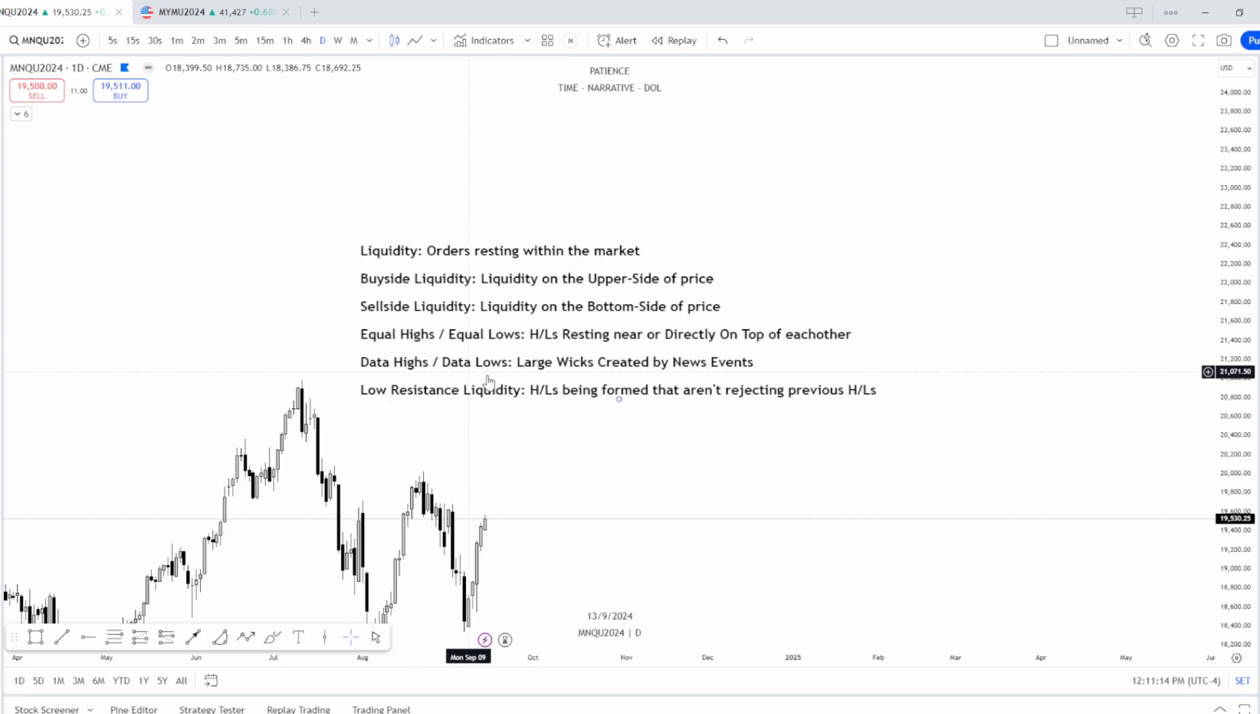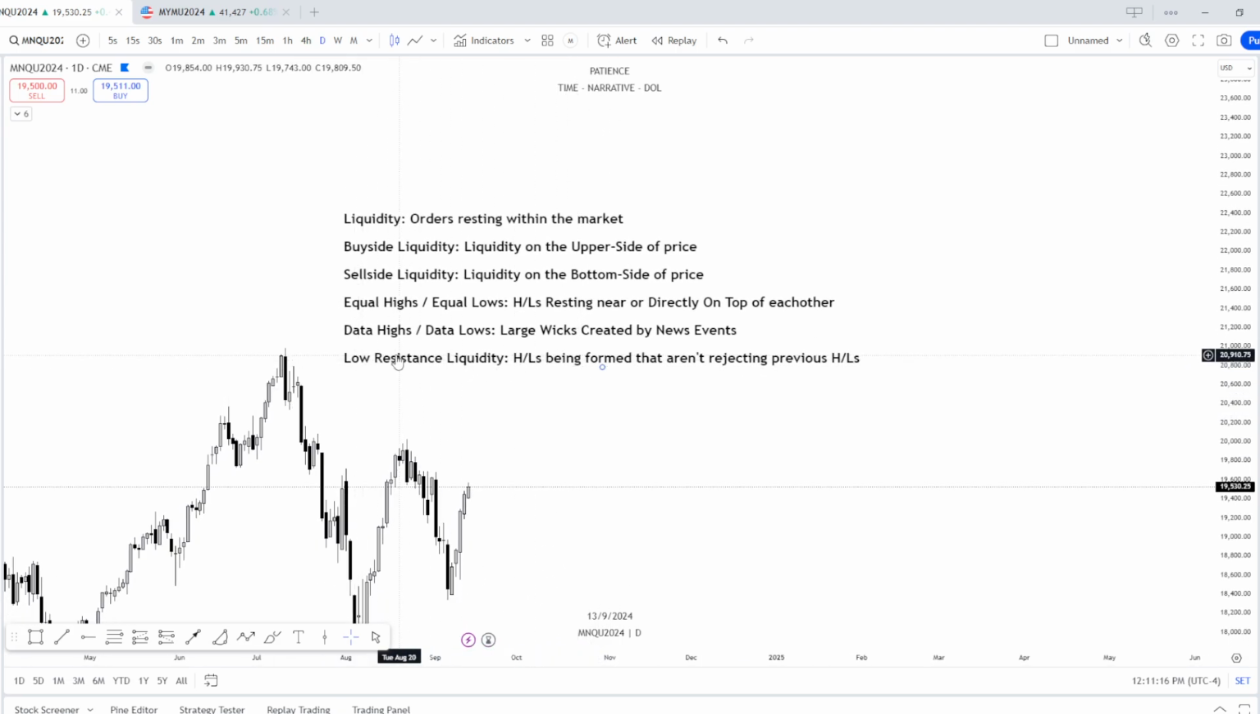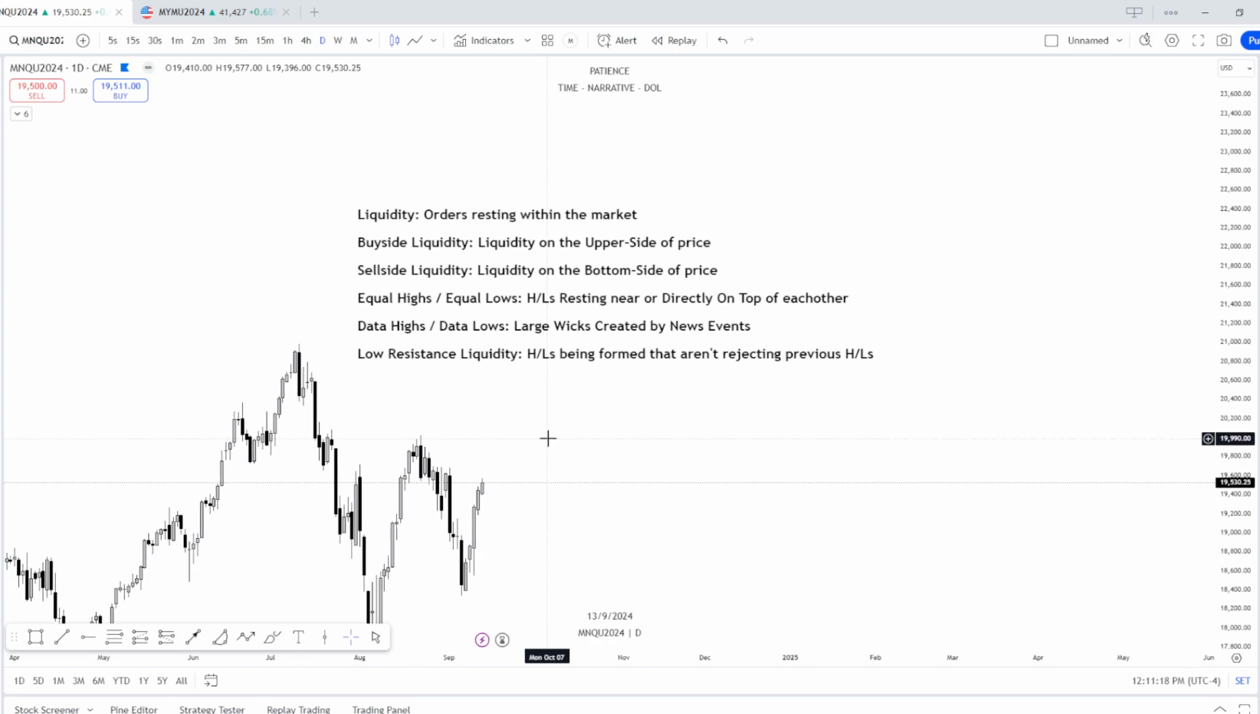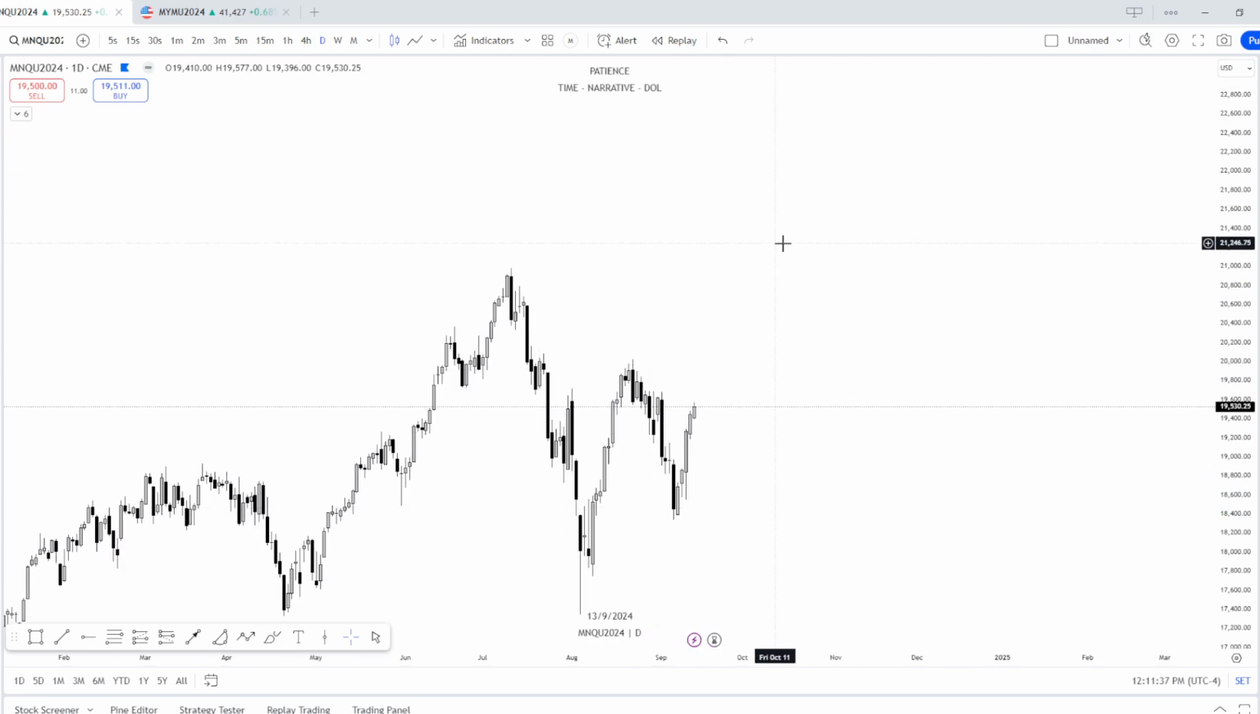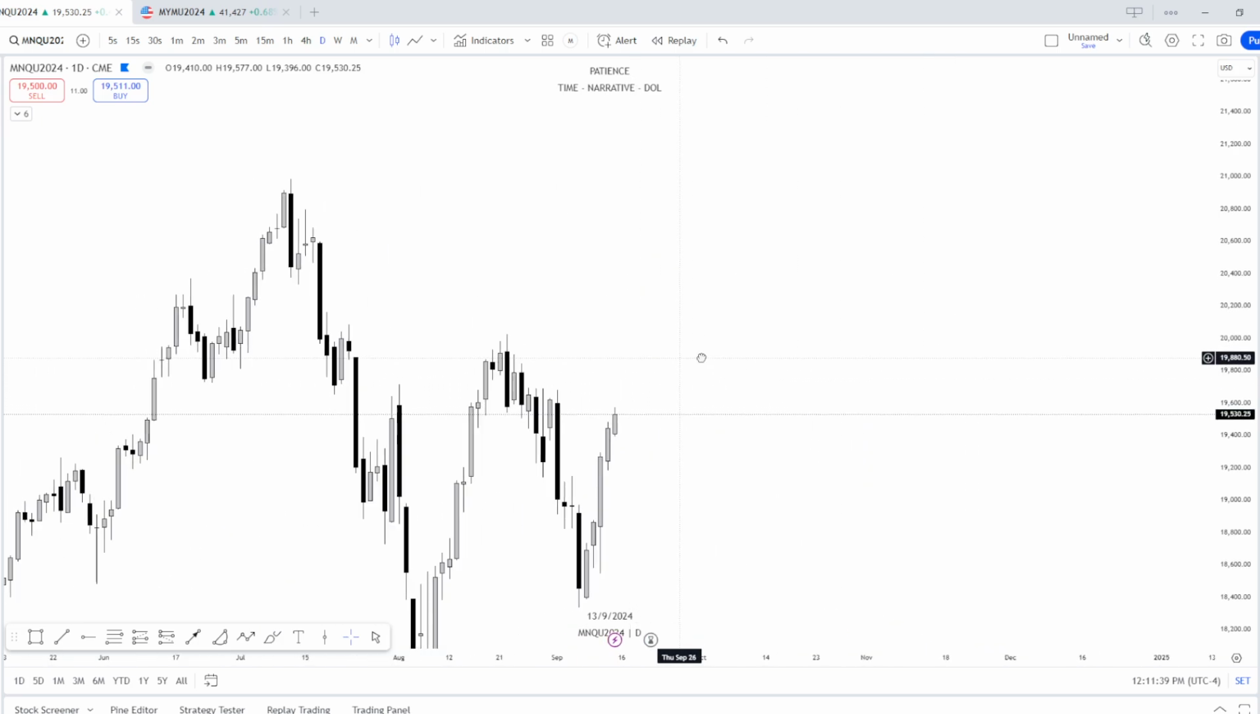So getting past that, now we have low resistance liquidity. I look at low resistance liquidity possibly a little bit different than how some other people will look at it. I look at low resistance liquidity as highs or lows that are formed that aren't rejecting previous highs or lows. So, since I covered everything, I'm just going to delete that.